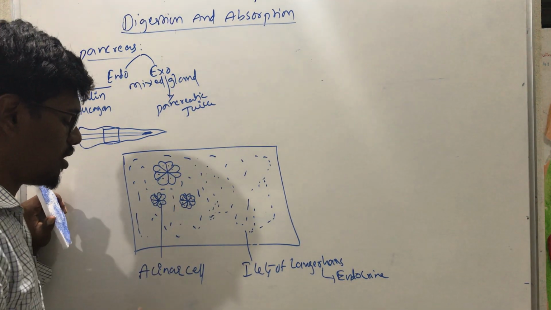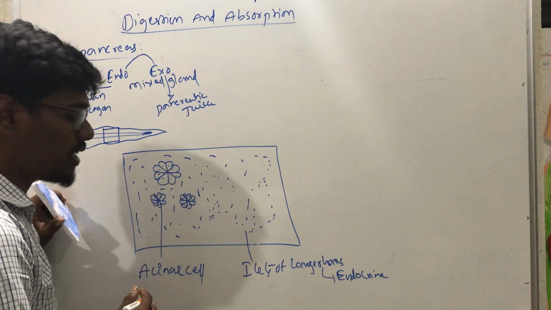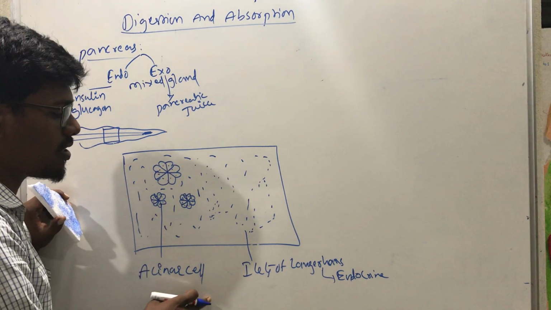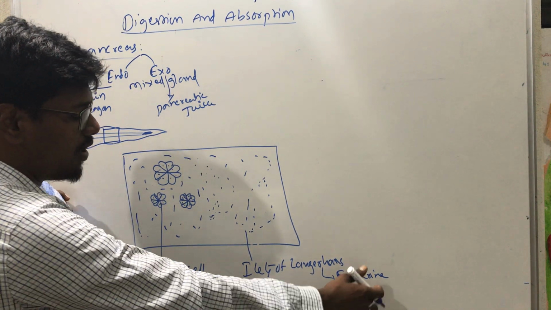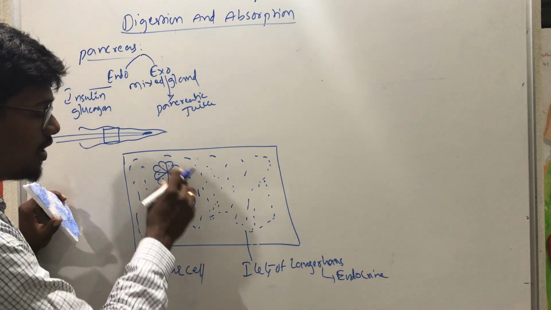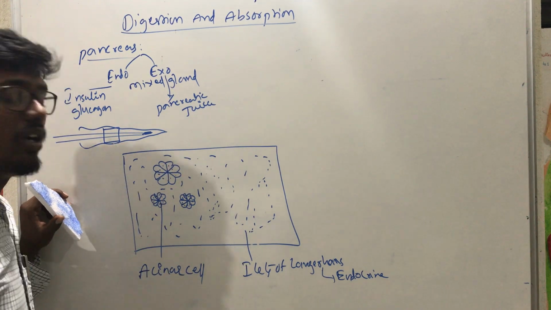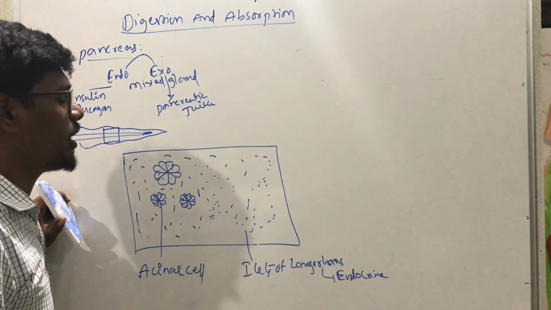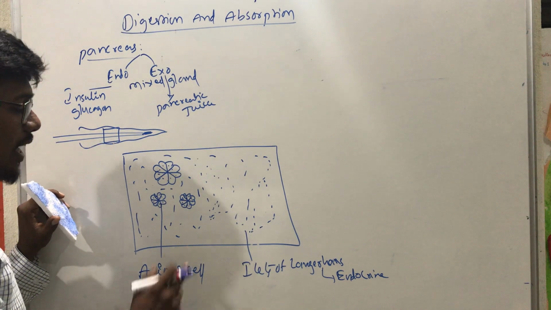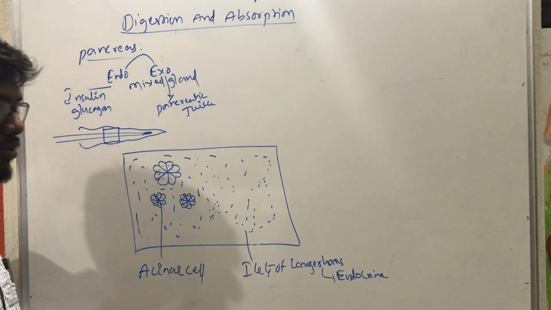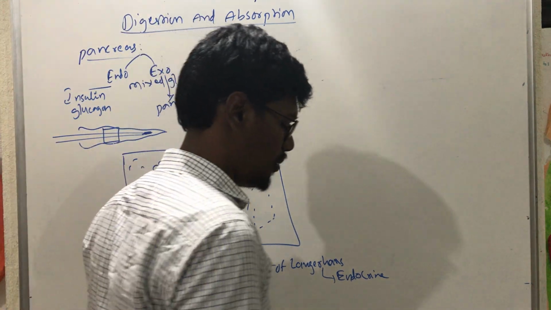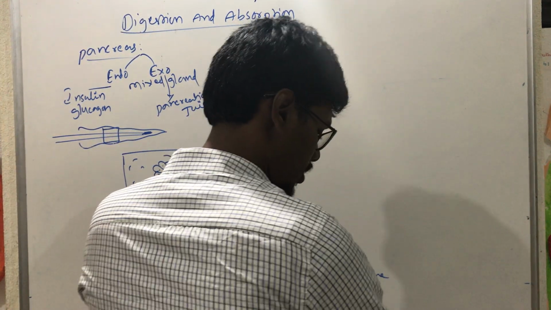The maximum amount of cells will be acinar cells. The remaining cells are found in the islets of Langerhans. These act as endocrine, and the acinar cells act as exocrine. They release enzymes, or pancreatic juice. That juice has enzymes. So what enzymes are present in the pancreas?